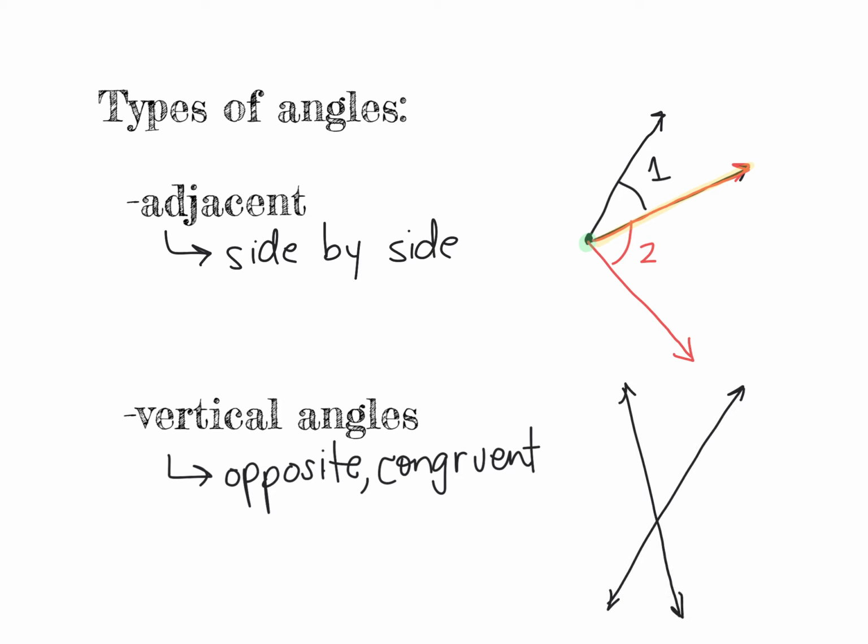Something like this. And these lines can intersect each other at any angle that they wish, but as long as one line crosses another line, you're going to end up with a scenario where you have vertical angles. Now, the result of this is actually 4 angles, which we'll highlight here for you.